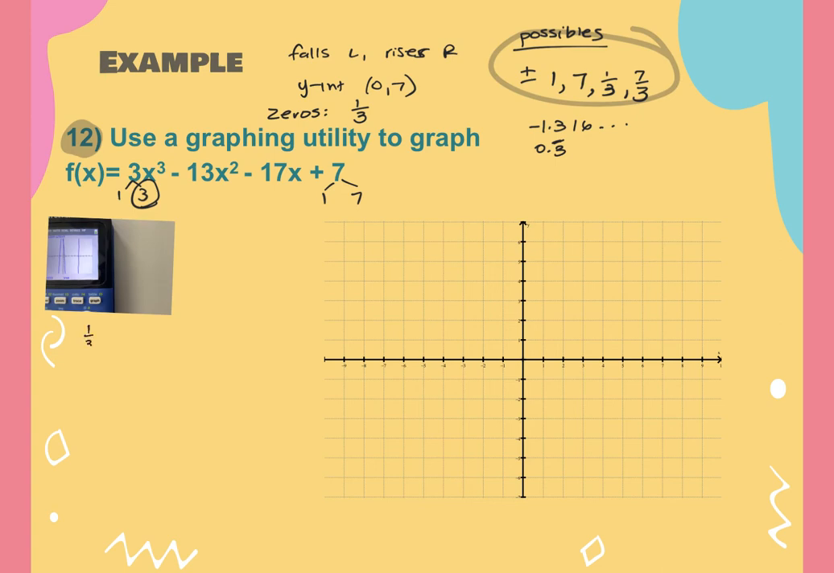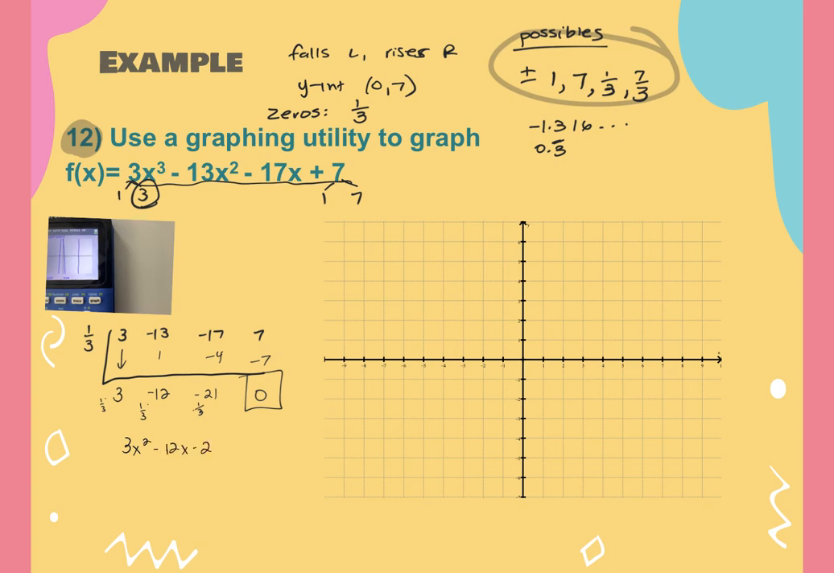So 1/3 is going to go on the outside. And then I list all my coefficients: 3, negative 13, negative 17, 7. Bring down the 3. What's 1/3 times 3? 1, negative 12. What's 1/3 times negative 12? Negative 4. What's 1/3 times negative 21? Negative 7. So if you've done that correctly, one, you'll end up with whole numbers because they're always going to be divisible. Two, the remainder should be 0. Now I've got 3x squared minus 12x minus 21.